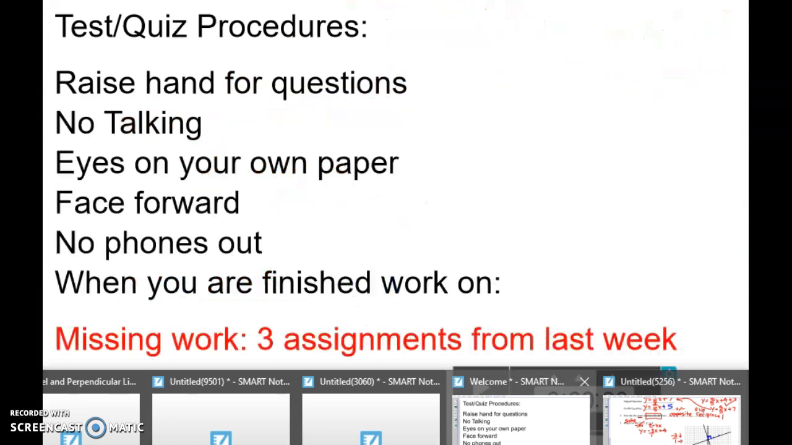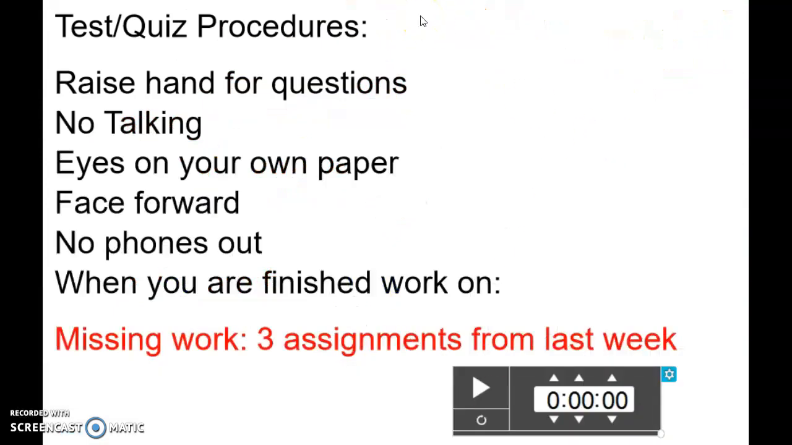And just a reminder, when we take quizzes, you need to raise your hand for questions. There should be no talking to each other. You should have your eyes on your own paper. And if you sit over there next to the window, you should be facing forward, so don't sit sideways, please. You should not have phones out, meaning no phones in your hand, no phones on your desk. You can listen to music in one ear without blasting it. I just don't want you to have your phone out, so hit shuffle, put it away, please.